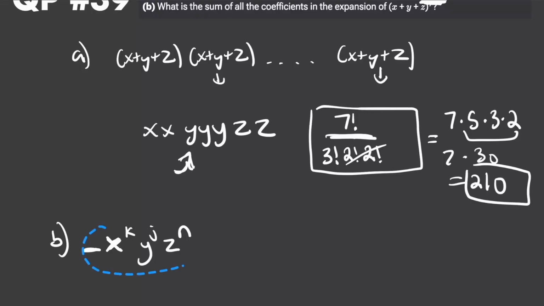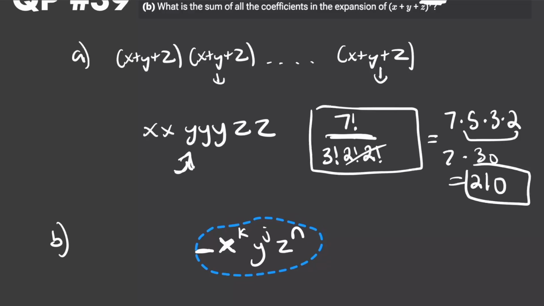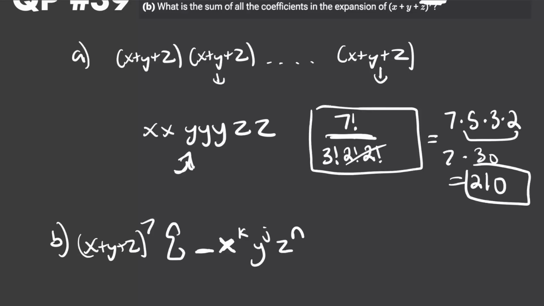So basically, when we expand out x plus y plus z to the 7th, that's just going to be a sum of some terms that look like this. So how exactly do we get the sum of all these coefficients? Well, let's just make x, y, and z all equal to 1, because then no matter what power we raise them to, it's going to be 1, right? And we're just going to end up summing all the coefficients. And that's exactly what the question is asking us to do.